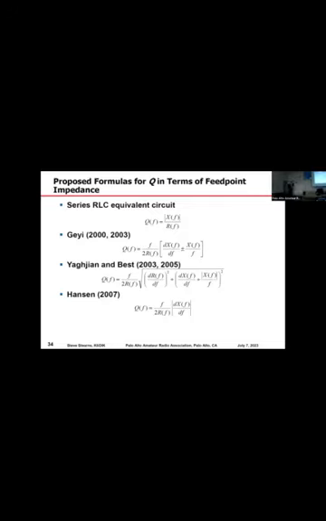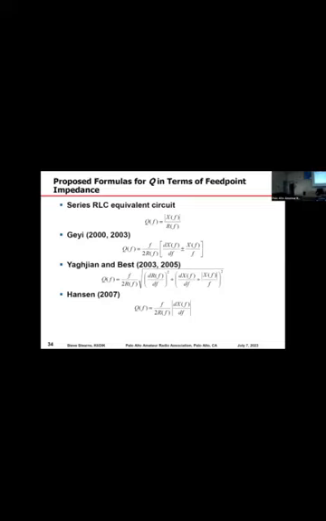Some people have tried to come up with a different approach to Q based on the evaluation of the properties of the impedance of the antenna at its feed point without looking at the fields. Yes, without looking at the fields. Question is, can you determine the Q of the antenna just by looking at the feed point impedance and how it varies with frequency?